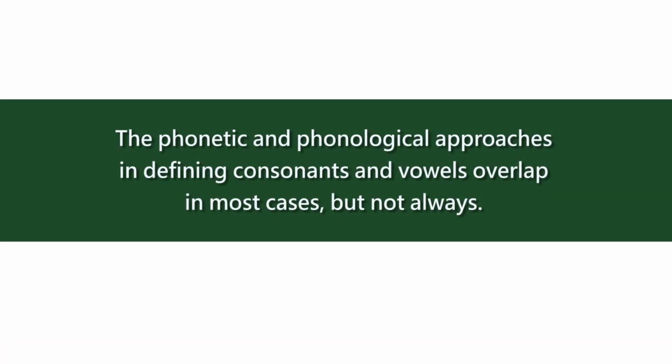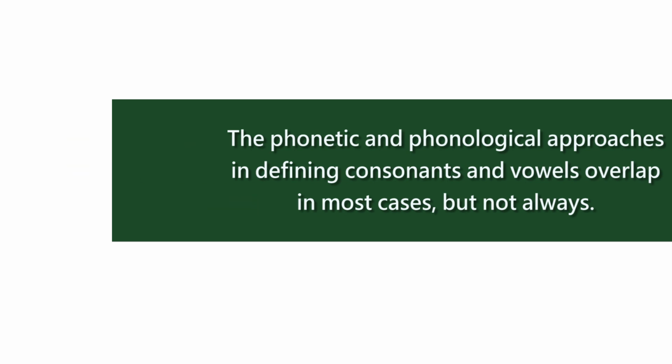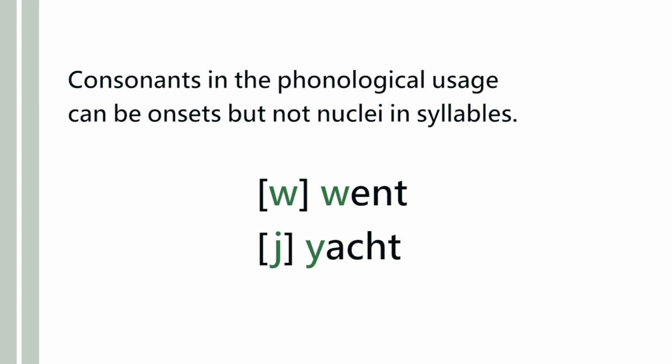So we mentioned the phonetic and phonological approach to the study of vowels and consonants. There is an overlap between the two approaches. In the phonological approach, which focuses on syllable structure, the sounds wa and ya are clearly consonants because they do not appear in the nucleus. They only appear in the onset or coda. For example, in the word went or the word yacht, they appear in the onset. Therefore, because they cannot appear in the nucleus, they cannot be vowels.